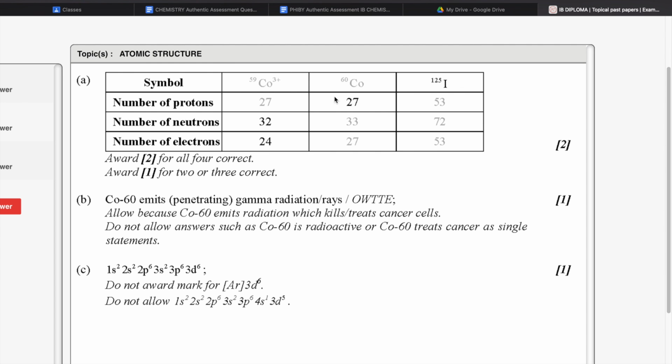Alright, so here is the mark scheme for the question. For the first part with the table, we got all of it correct, so we were awarded both points. For the second part, we mentioned how cobalt-60 emits radiation which kills cancer cells, so we get the point for this one.